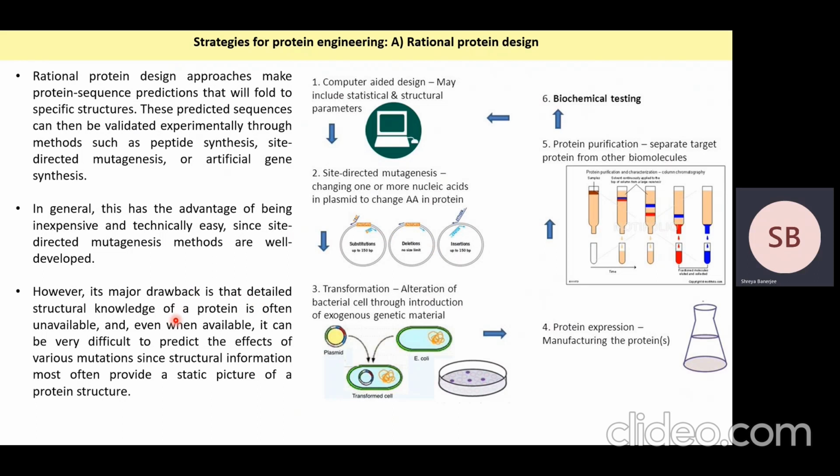And even when it is available, it can be very difficult to predict the effects of various mutations, since structural information must provide a static picture of a protein structure. So what this means is that, as I mentioned, for the rational design to be done, we need to have a very detailed knowledge of the protein structure and function. And many times this is not available because the structural information that we get from, say, X-ray crystallography or cryo-electron microscopy or NMR gives us the picture of the static protein. That is when it is not moving. But all these binding and interaction studies happen when the protein is dynamic. So since we often do not have that dynamic information, performing the rational design becomes difficult.